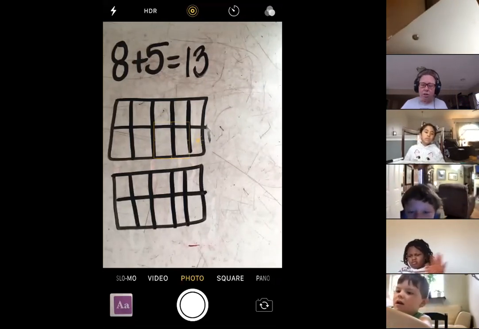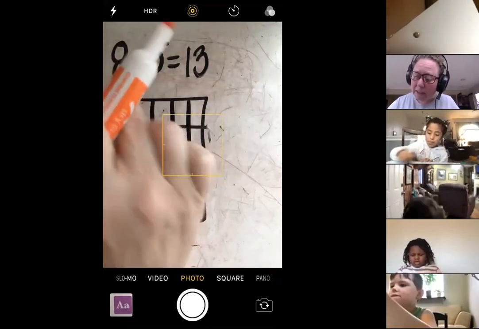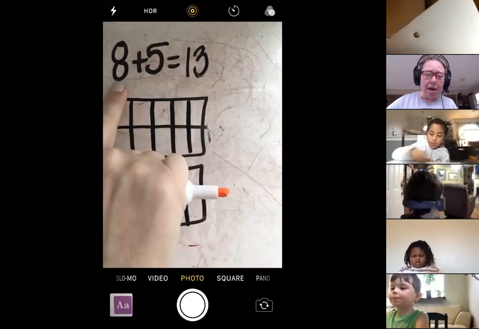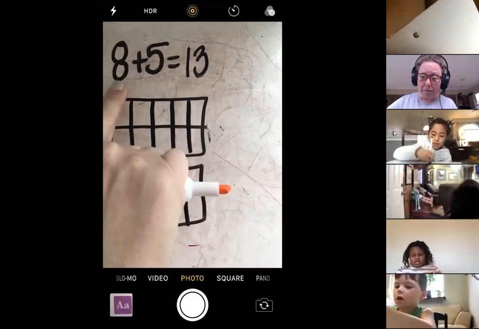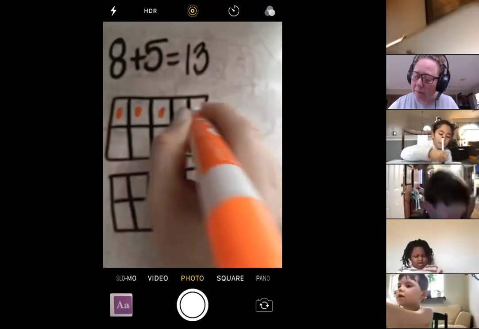All right, so let's look at 8 plus 5, and we're going to practice making a 10. So what's the first add-in that I've got in my equation? What number is that? 8. So I'm going to put 8 in my 10 frame.